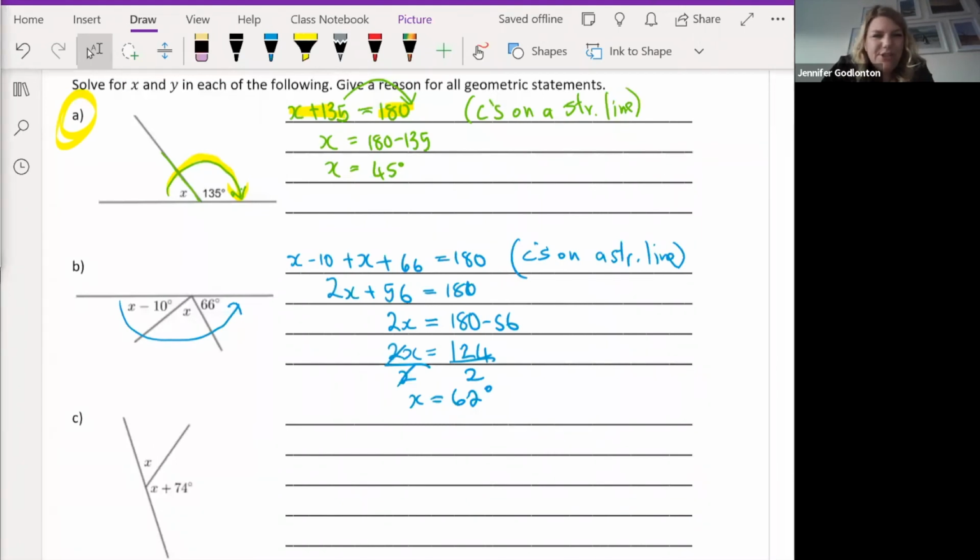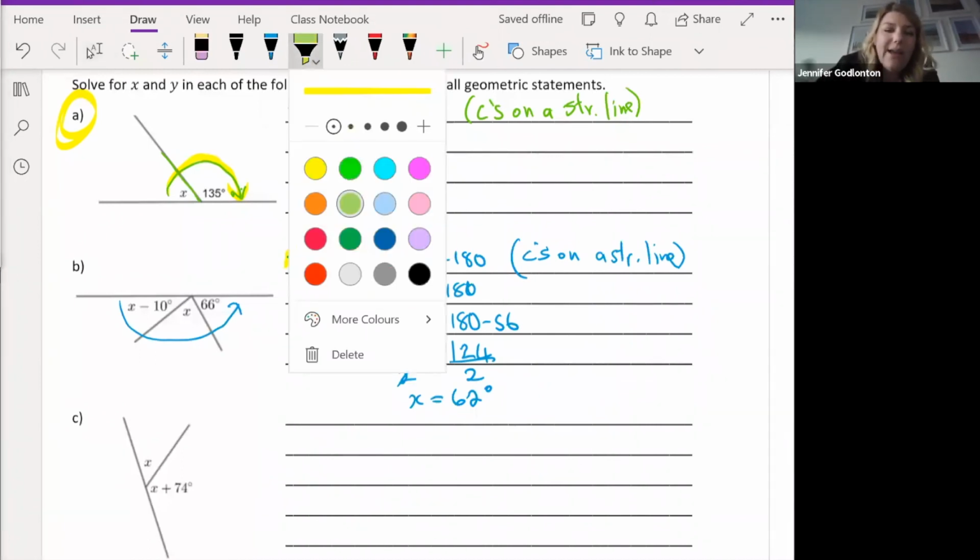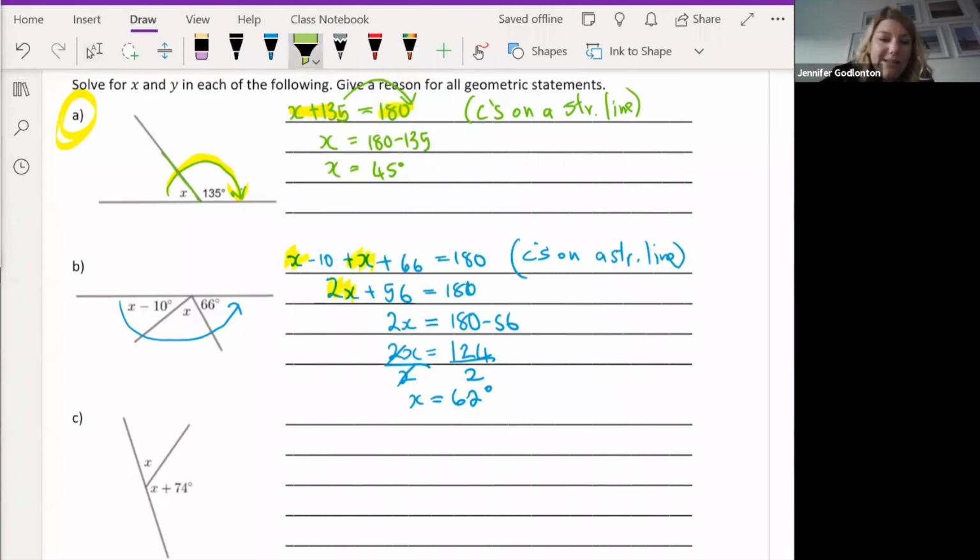Shaden, is this a question? Yes, ma'am, it's a question. Sure. I just wanted to ask, where did 2x plus 56 come from? Okay, so here I had this x plus that x, and that gave me the 2x. And then I had minus 10 plus 66, and so that gave me 56. Okay, thank you. Sure, no problem.